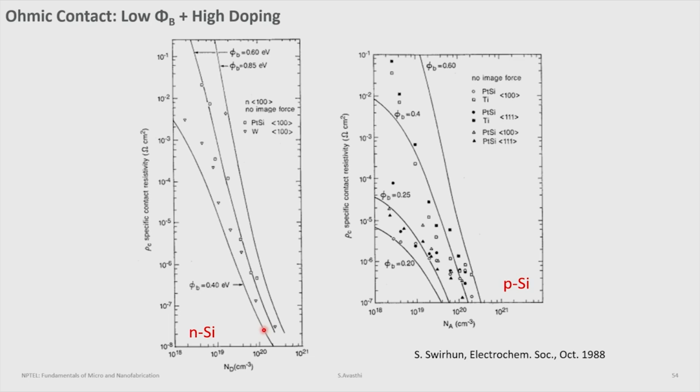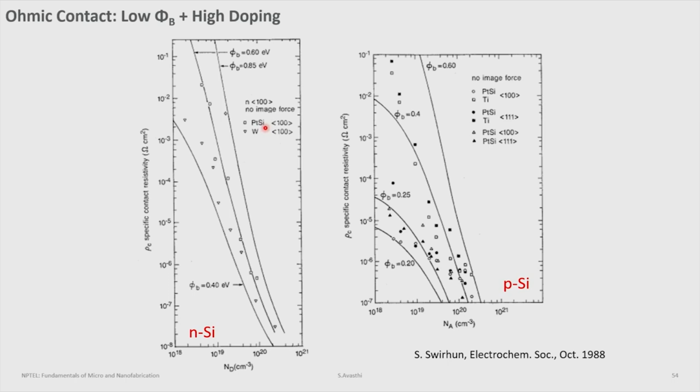The second thing we notice is the specific contact resistance changes with the barrier height, right? So, for any barrier height, high doping is better, but if for some reason you cannot create a highly doped region, then you must play with your barrier heights, and the lower the barrier height, the lower the contact resistance. This specific case is for two contact metals, one is tungsten, one is platinum silicide. How do we make platinum silicide? We shall discuss a little later.